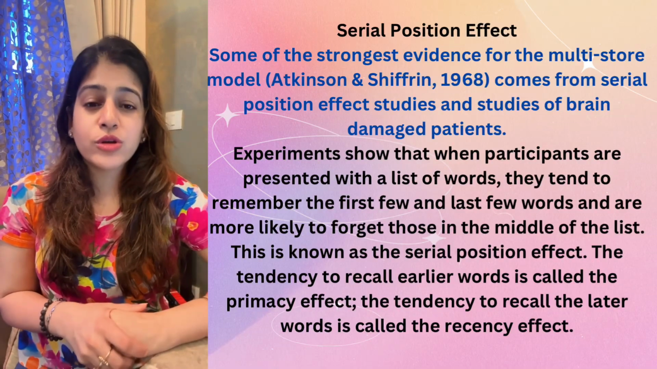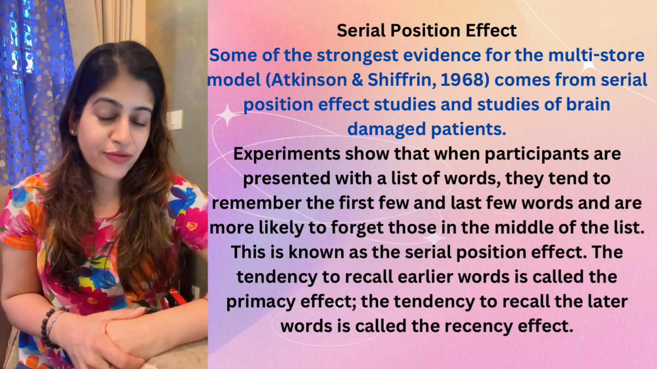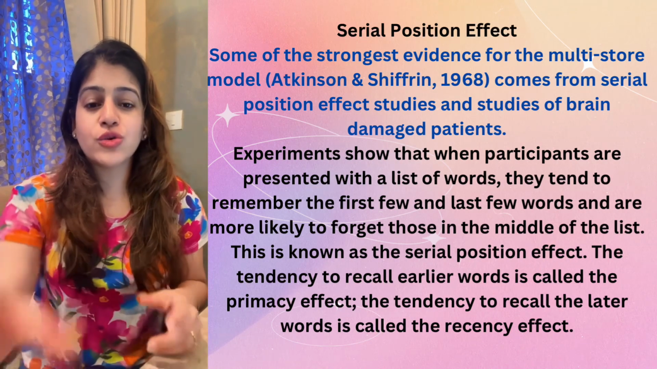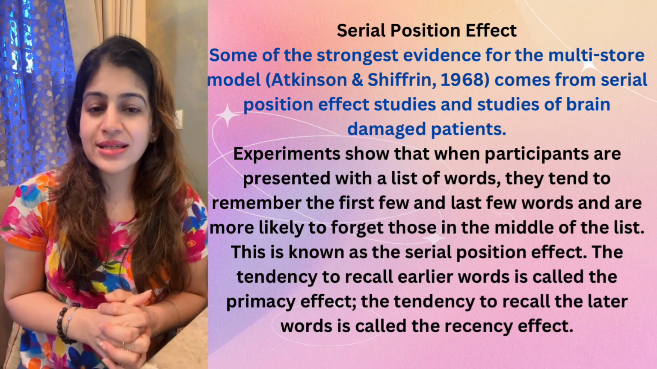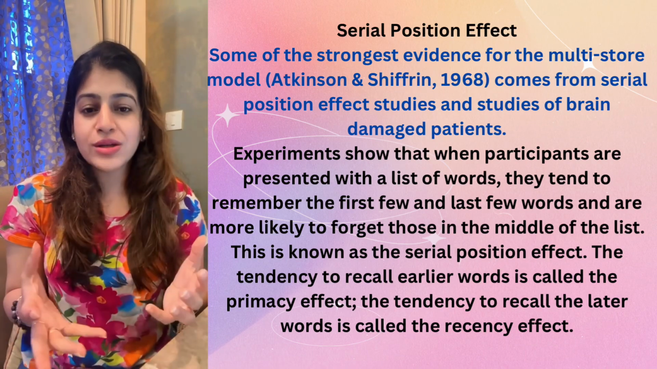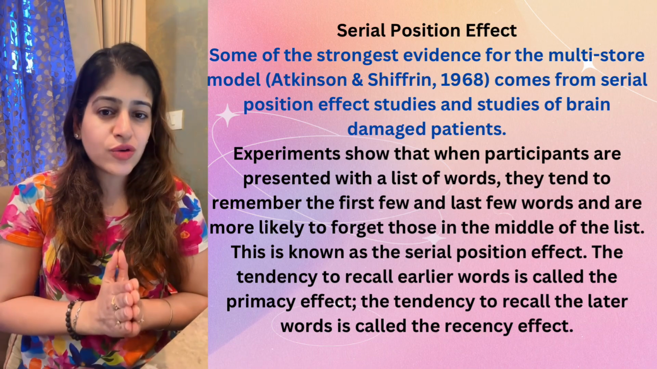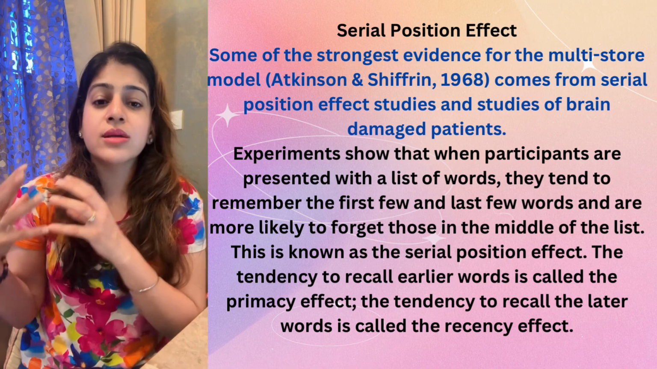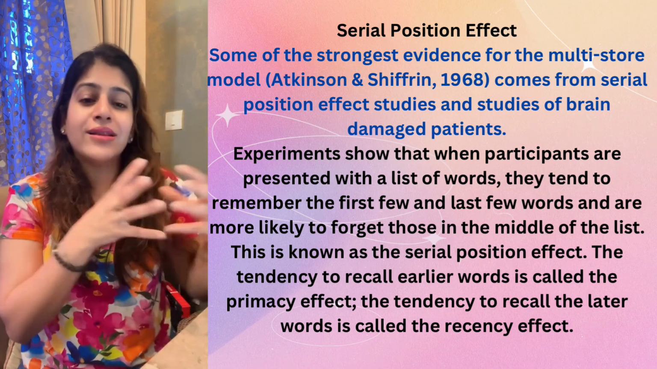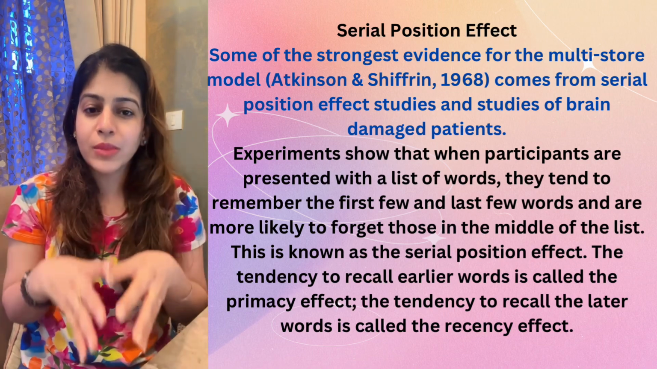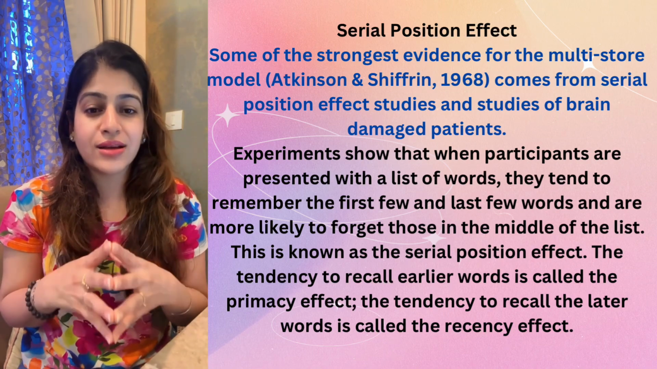In this video we will talk about the serial position effect. What is the serial position effect? It means that, according to Wilson and Schifrin 1968, when a list of words or some information is given, we are likely to remember either the things that were given to us or told to us in the beginning or in the end, and we're likely to forget most of the time the things that were in the middle. So this is called the serial position effect.